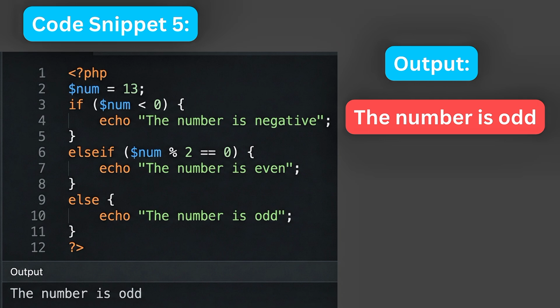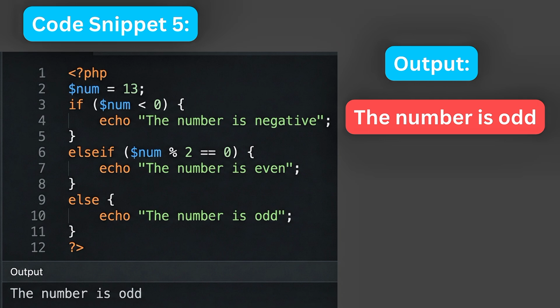Next, the program reaches the else if condition. This one checks whether the number is even by using the expression num%2 == 0. Remember, the modulus operator % returns the remainder of a division. A number is even only if dividing it by 2 leaves no remainder.